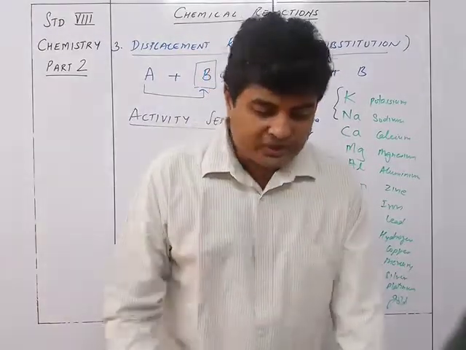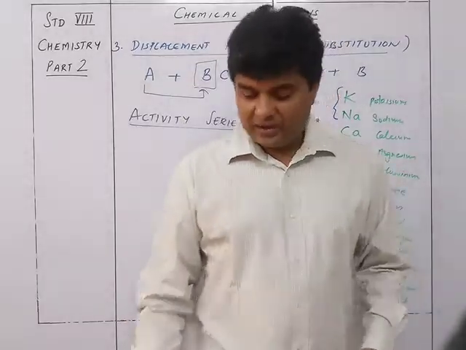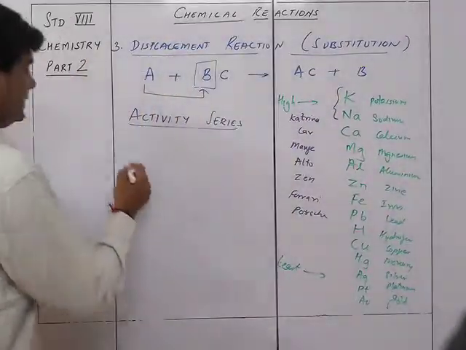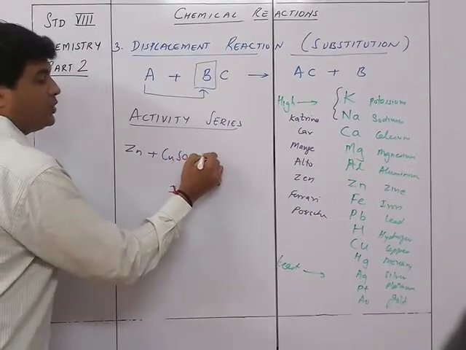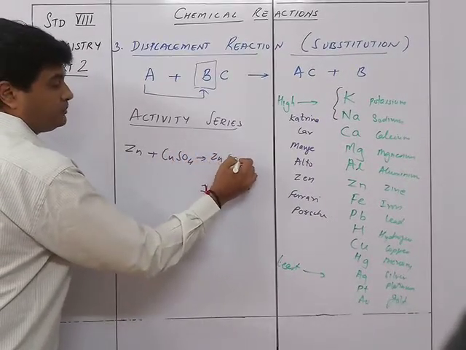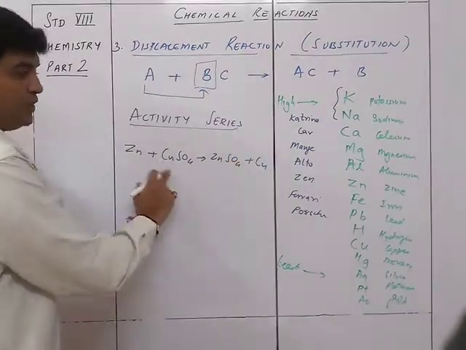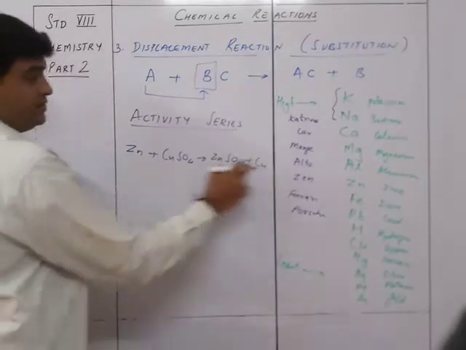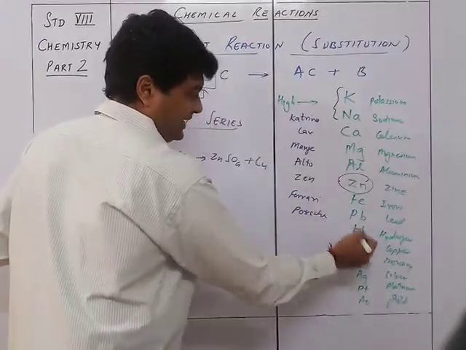Got it? So in this way, as per the activity series, we have the example over here that Zn reacts with CuSO4 to give you ZnSO4 plus Cu. Why is that so? Because Cu is here and Zn is here, higher up. So Zn can displace Cu.